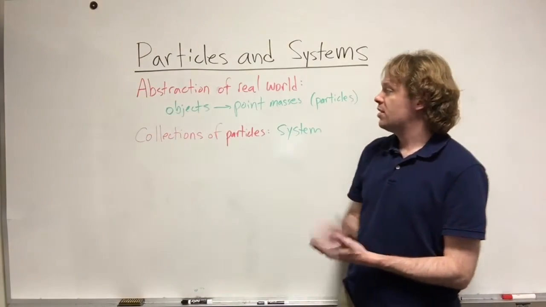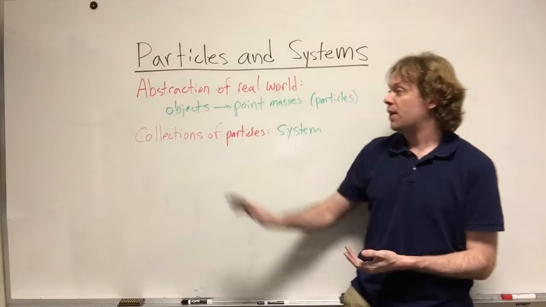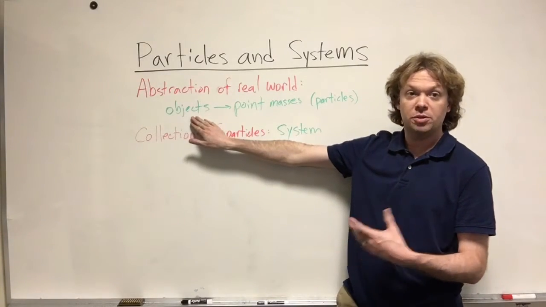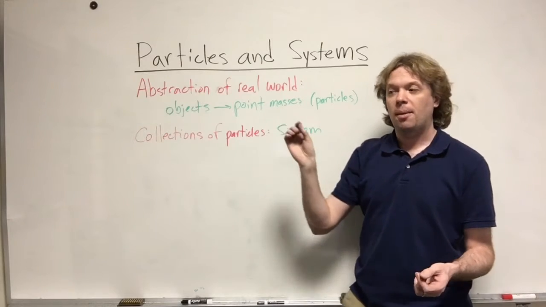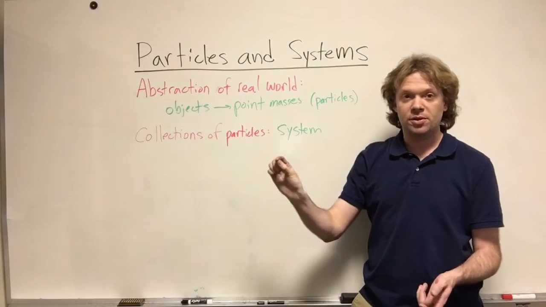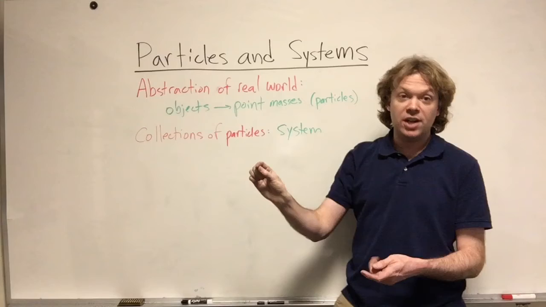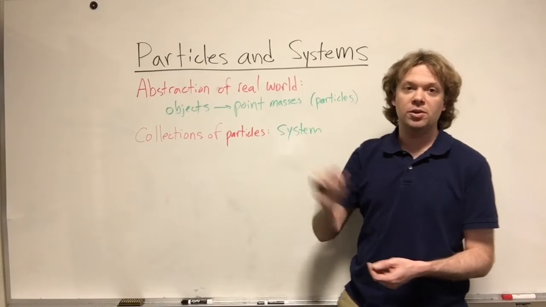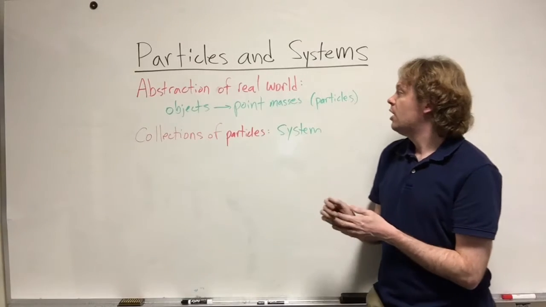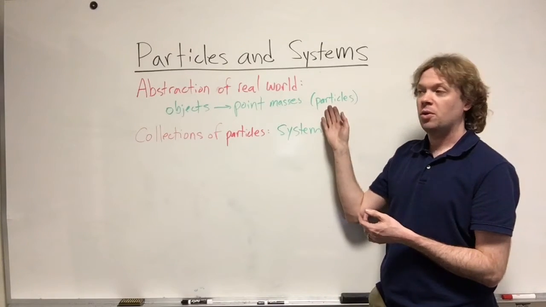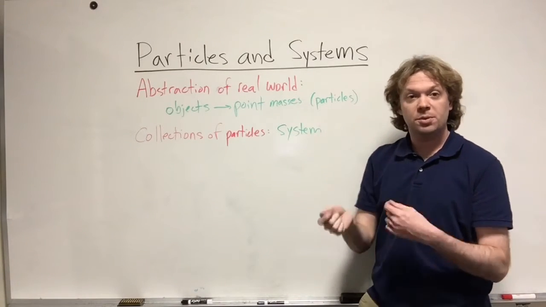But when we make an abstraction of the real world, the first thing we have to do is take objects in the real world, which could be extremely complicated, and replace them with point masses. So these are points which have mass but have zero size and definite locations in space. It has a single location in space rather than an extended object which has multiple locations. We're also going to call these things particles. So particles and point masses are exchangeable terms.